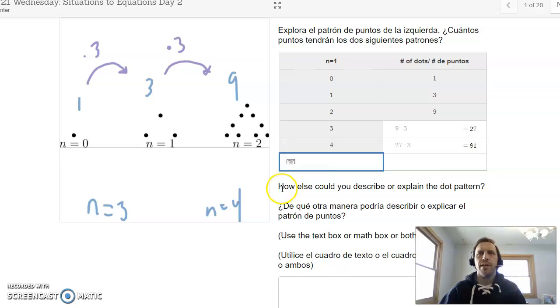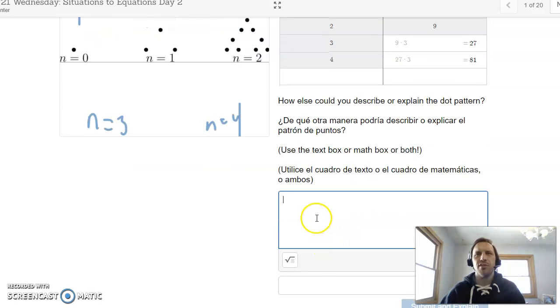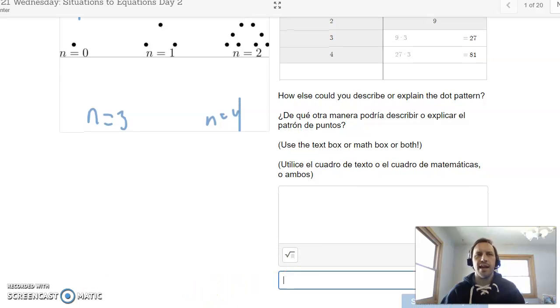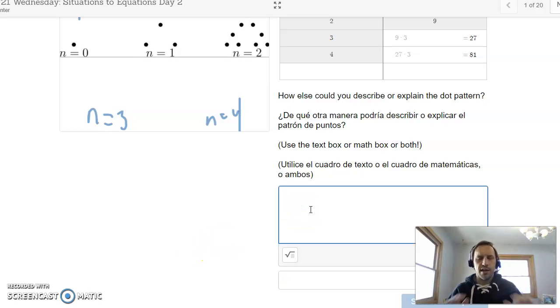All right, but now the question really is, how else would you describe and explain this dot pattern? All right, so go ahead, take a moment, either use the text box and or the math box here and describe it. Come back and then I'm going to tell you how I would describe it. So pause.